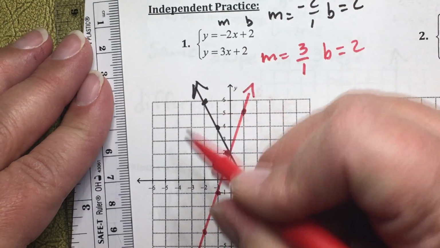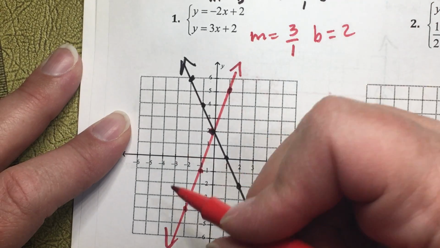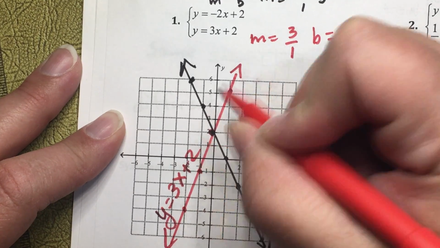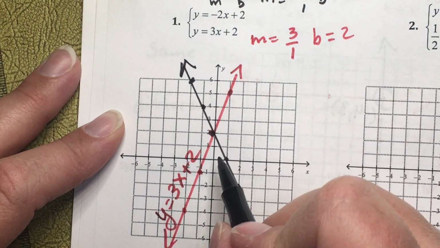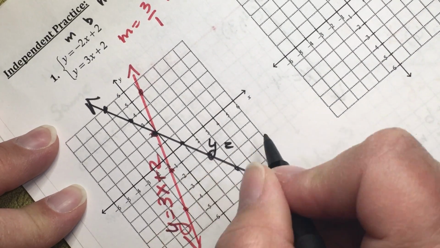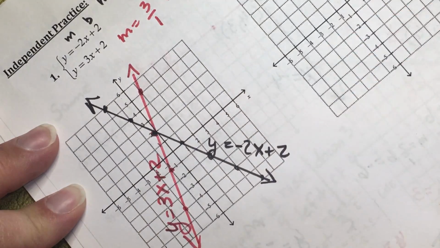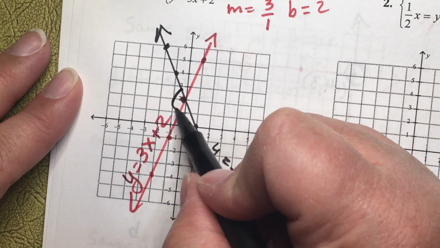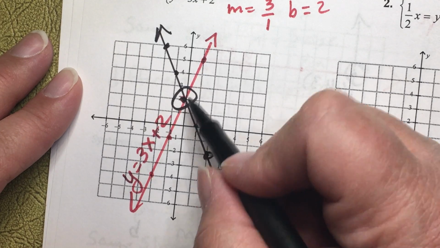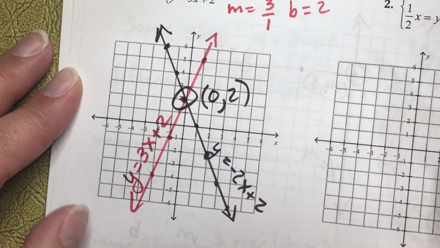So now I rise 3, run 1, and go down 3, left 1, and connect my dots all the way across the coordinate plane. Now that I know where they cross, I can write my equations on my lines. So this is y equals 3x plus 2. And this one is y equals -2x plus 2. And where they cross is my solution. No x. It doesn't go right or left. It's on the y-intercept. So my point is 0, 2. That's my solution.